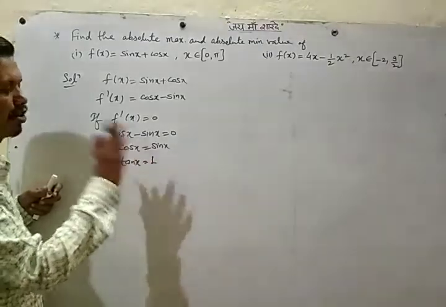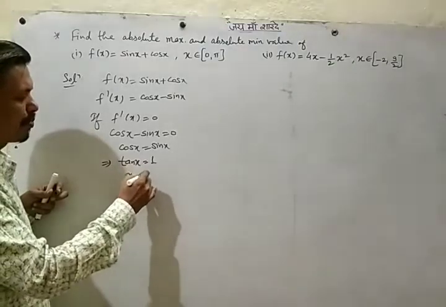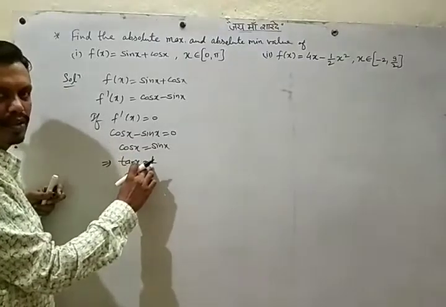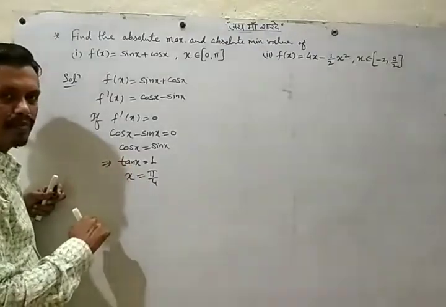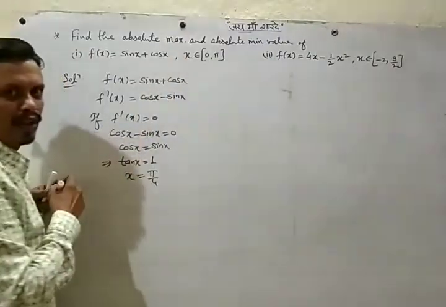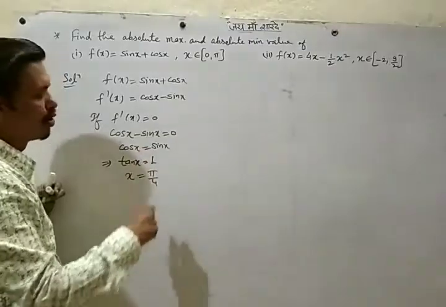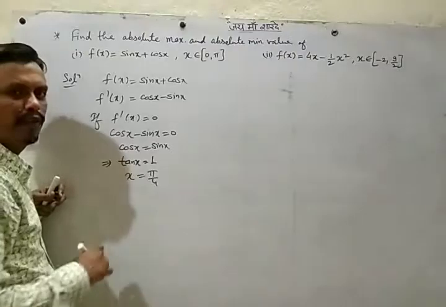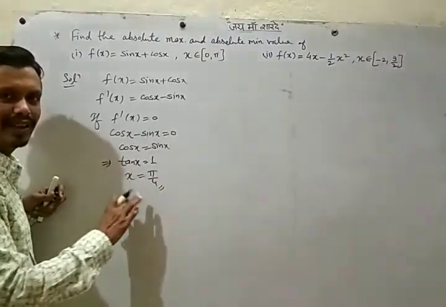This implies tan x equal to 1 by dividing by cos x. Now tan x is 1, so x should be in this interval. Tan is 1 for pi by 4, so x is pi by 4. In the interval 0 to pi we have only one value. This interval means the first and second quadrant, so tan will be 1 only in the first quadrant, meaning x will be pi by 4. So this is our critical point. Only one critical point.